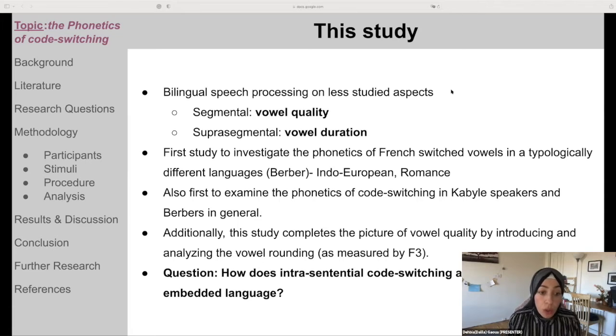Also, this study examined the phonetics of code switching in Kabyle speakers and Berber in general. So it is the first study to investigate the speech production of these kinds of participants, who speak this language. Also, it completes the picture of vowel quality investigated previously by introducing and analyzing vowel rounding, which is measured using F3. And our main question is: how does intrasentential code switching affect the vowels of the embedded language?